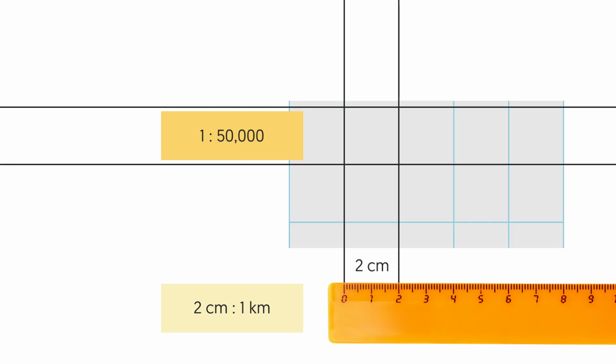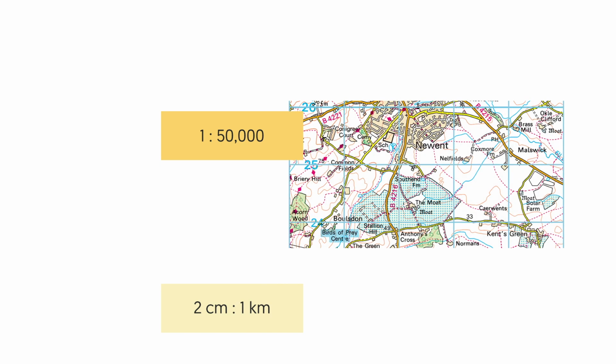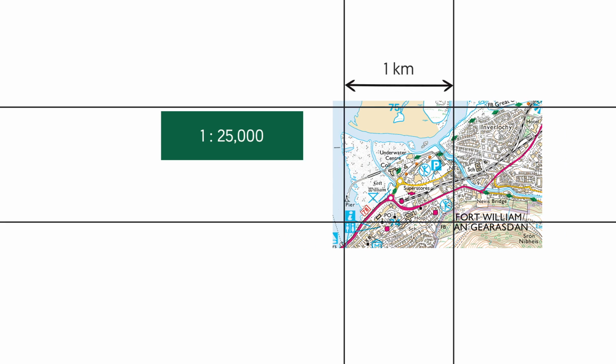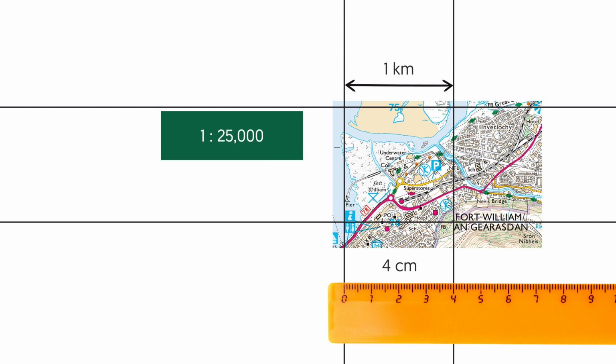That last measurement is very useful, as the grid squares on a 1 to 50,000 map are 2 centimetres or 1 kilometre apart. Have a look at this map extract. The map is 5 squares from west to east, so that's 5 kilometres. Or you could have a 1 to 25,000 Ordnance Survey map like this one. The grid squares on the map still represent 1 kilometre, but this time they're 4 centimetres wide. At a scale of 1 to 25,000, 1 centimetre on the map equals 250 metres in real life. This means that 4 centimetres represents 1 kilometre.